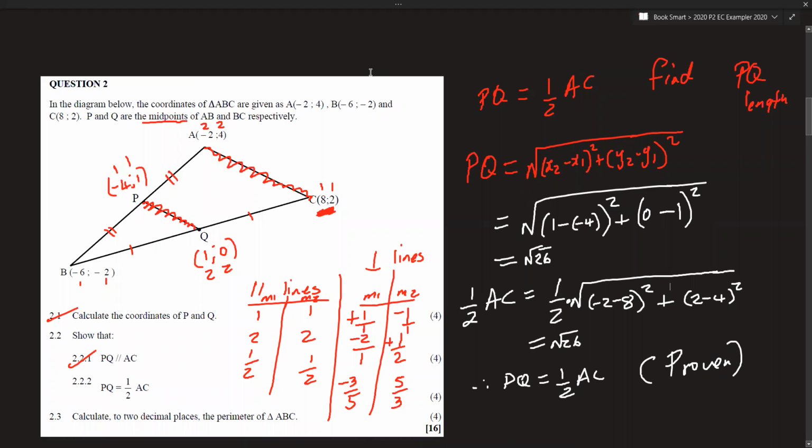So here we have what? This is square root of 26, right? So which means this one will be 2 times square root of 26, because we just showed that PQ is half of AC. So AC must be double PQ. Awesome. Now let's look at the next question.